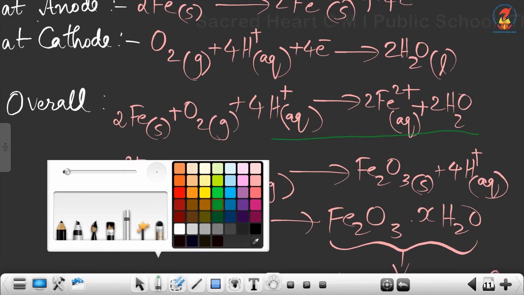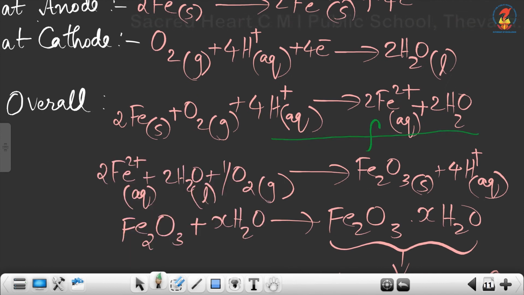That is, Fe2+ is called ferrous ion. Now what happens to this ferrous ion? Ferrous ion will get oxidized by atmospheric oxygen to form ferric ion. This is ferric oxide Fe2O3, and here iron is in +3 oxidation state. So Fe2+ plus 2H2O plus O2: ferrous gets oxidized by atmospheric oxygen to ferric oxide plus 4H+.